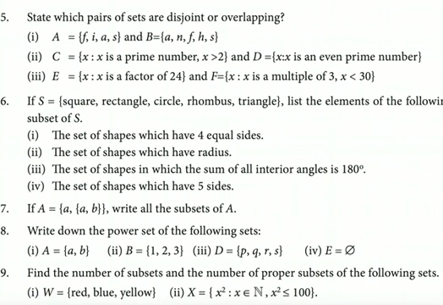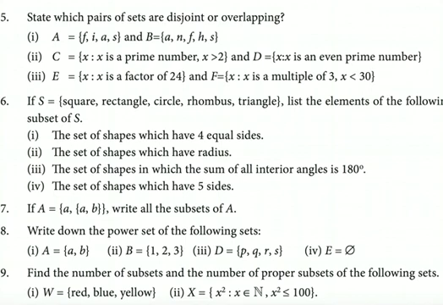X is a factor of 24. X is a multiple of 3. X less than 30. X is a factor of 24 means 2 is there, 3 is there, 4 is there, 6 is there, 8 is there, 24 and 1. In total there are 7 elements. X is a multiple of 3: 3, 6, 9, up to 27. 3 9s are 27, right?